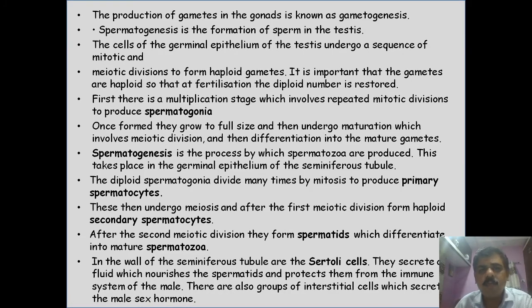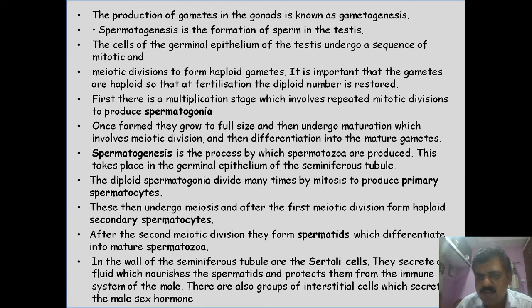The production of the gametes in the gonad is called gametogenesis. Spermatogenesis is the formation of sperm inside the testes. The cells of the germinal epithelium of the testes undergo a sequence of mitotic and meiotic divisions to form the haploid gametes. It is important that gametes are haploid so that at fertilization the diploid number is restored.